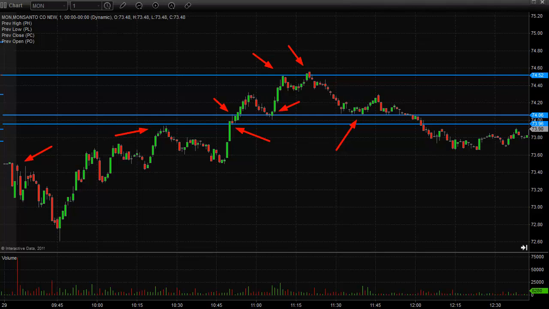You will find that these lines provide support and resistance pretty much every day on every stock. Some areas are more important than others, but these are good areas to watch for a reversal or potential hesitation that may turn into consolidation that you can trade for a breakout. Let's take a look at one more chart.